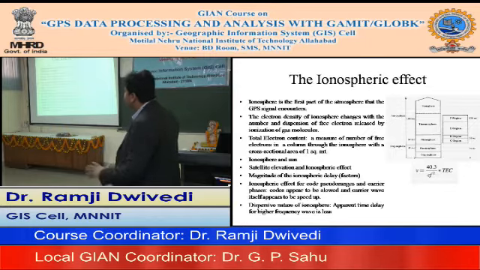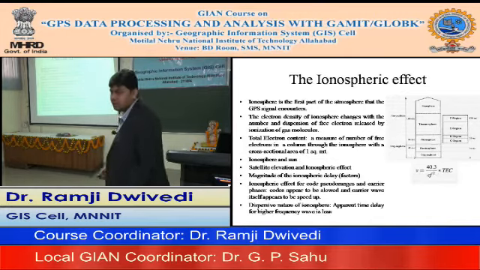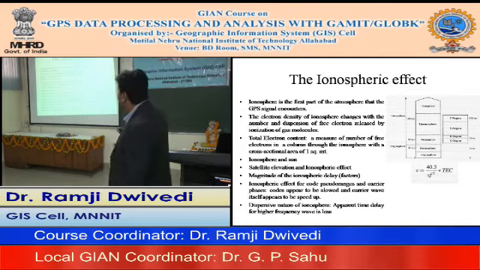The electron density of the ionosphere changes with the number and dispersion of free electrons released by the ionization of gas molecules. It is also measured as the total electron content, which is available per meter cube. The total electron content is a measure of the number of free electrons in a column through the ionosphere with a cross sectional area of 1 square meter. So we account for the total electron content, and we estimate the delay because of this.